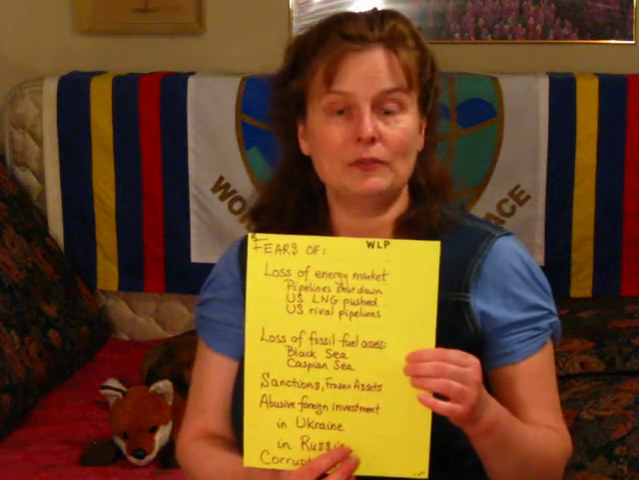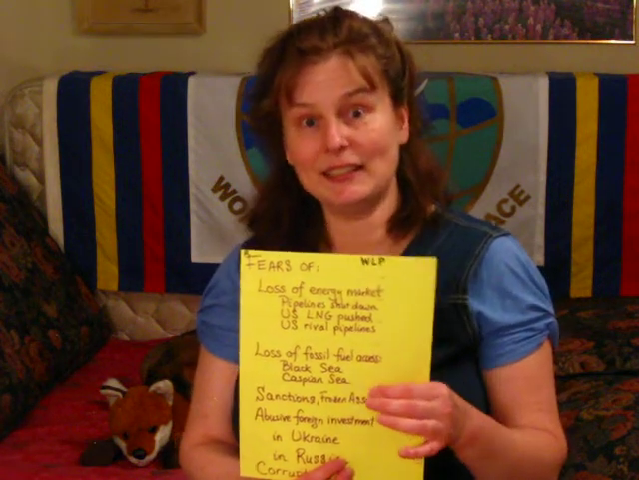U.S. rival pipelines. And in one of my earlier essays, I talked about Georgia, how the U.S. reportedly was involved in that coup in Georgia because they wanted their pipeline deals to go through and not Russia's. And sure enough, after the coup, the arrangements with Russia were cut off. So other fears: loss of fossil fuel access to the Black Sea and to the Caspian Sea.